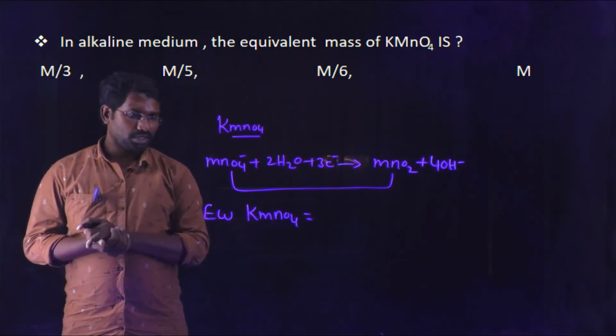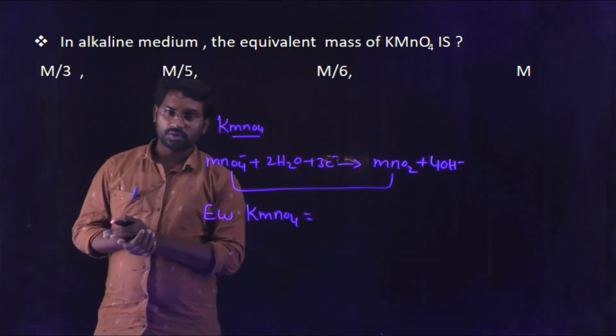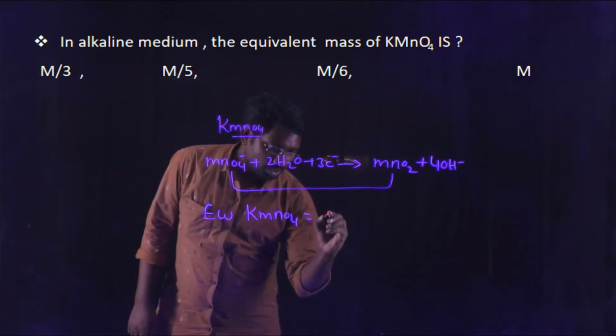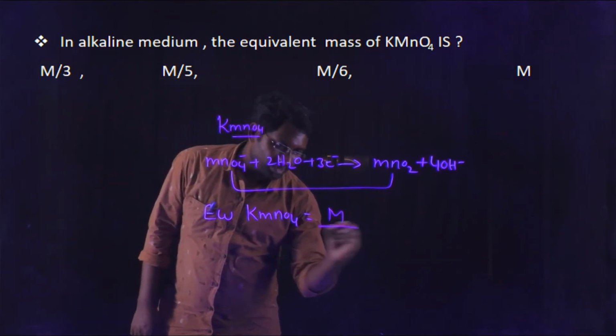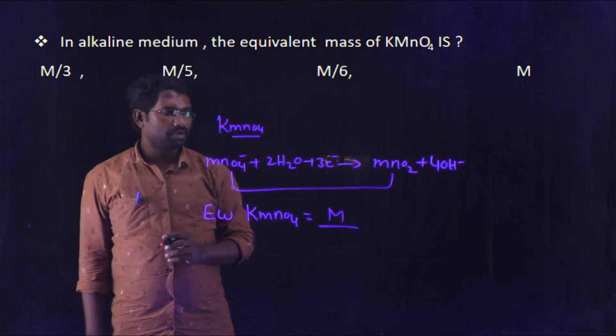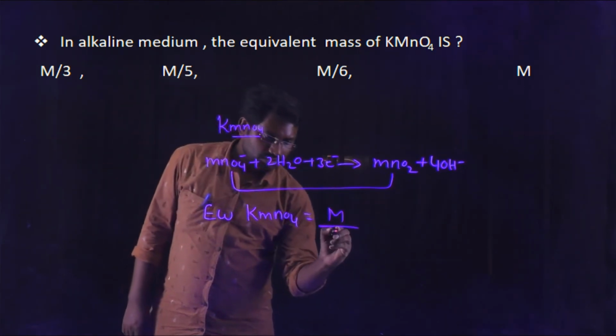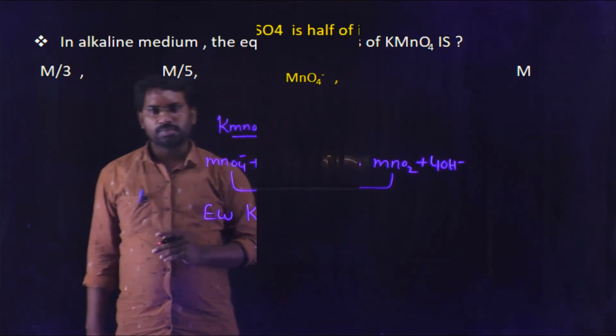In a similar manner, the equivalent weight of potassium permanganate is equal to the molecular weight of potassium permanganate, denoted by M, divided by the number of electrons involved in the equation, that is 3. So M by 3.